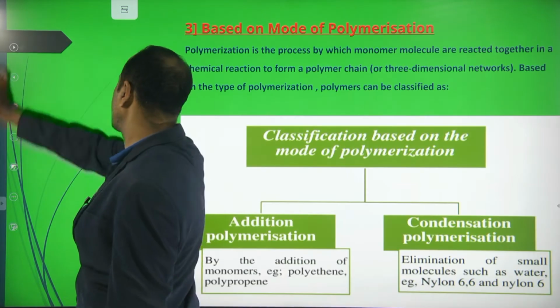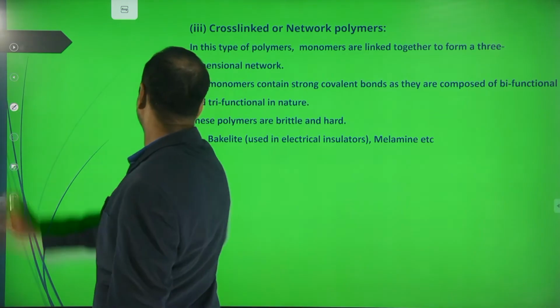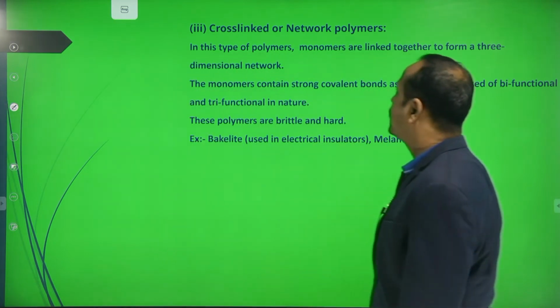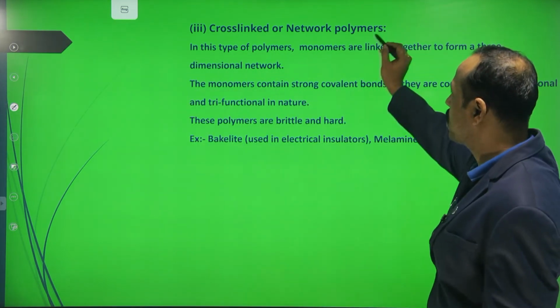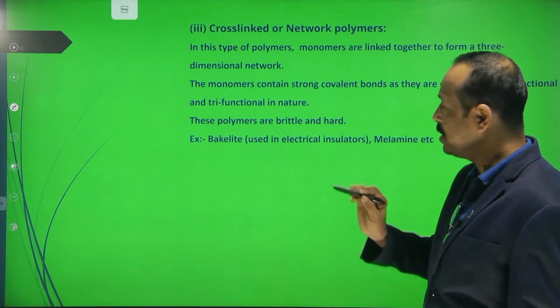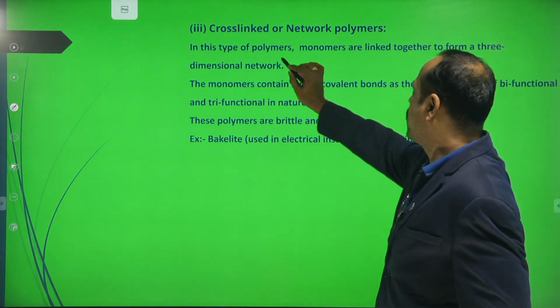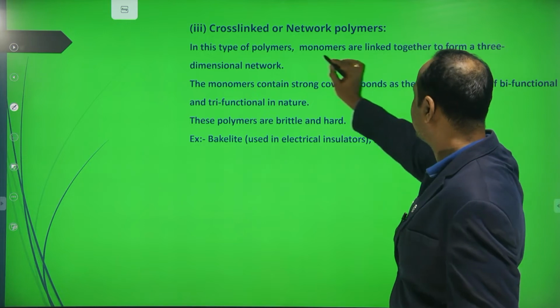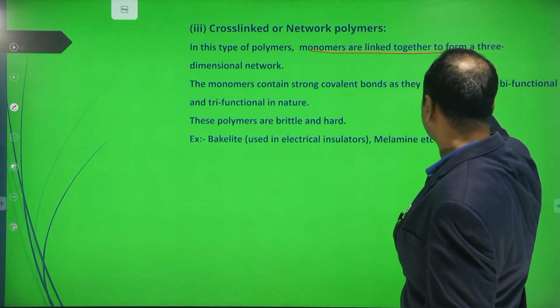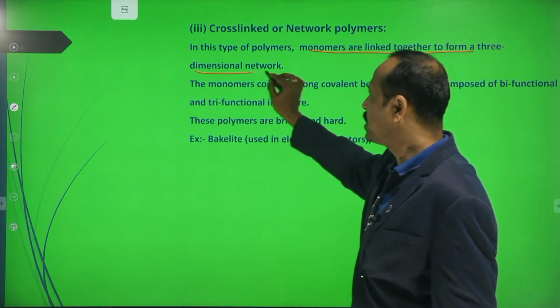This is called cross-linked polymers. So cross-linked or network polymers. These are called cross-linked or network polymers. In this type of polymer, monomers are linked together to form a three-dimensional network.